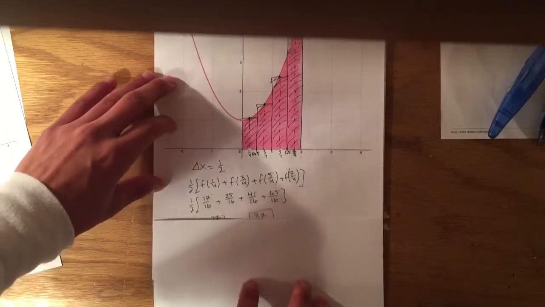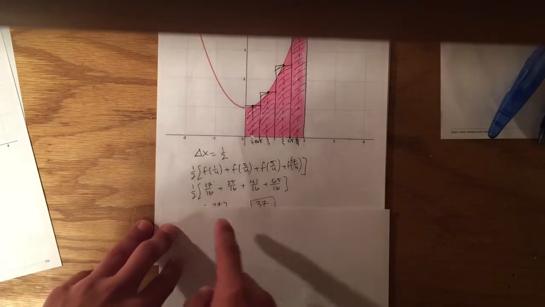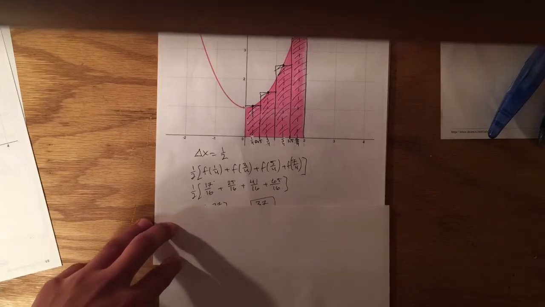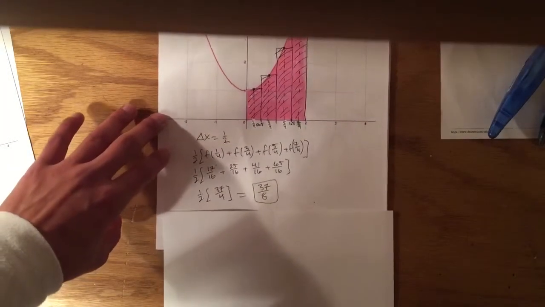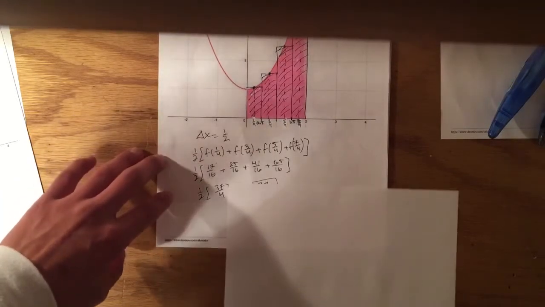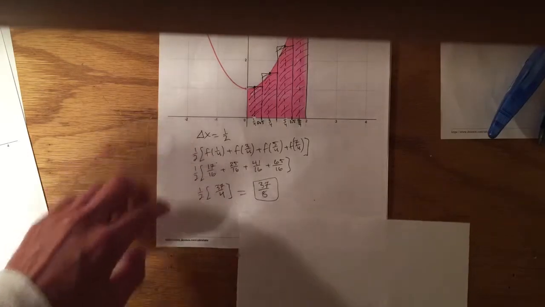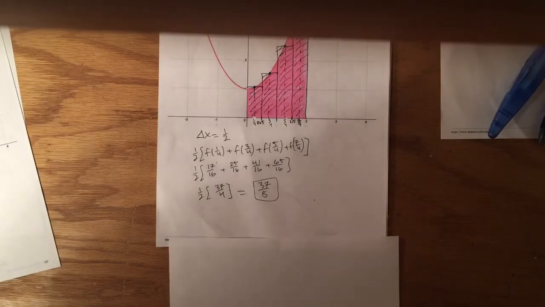Okay, so doing all that, I calculated it. It would be 1/2 times 17/16 plus 25/16 plus 41/16 plus 65/16. Okay, so next it'll be 1/2 times 37/4, which then you get an answer of 37/8. So that is your area using your midpoint values.